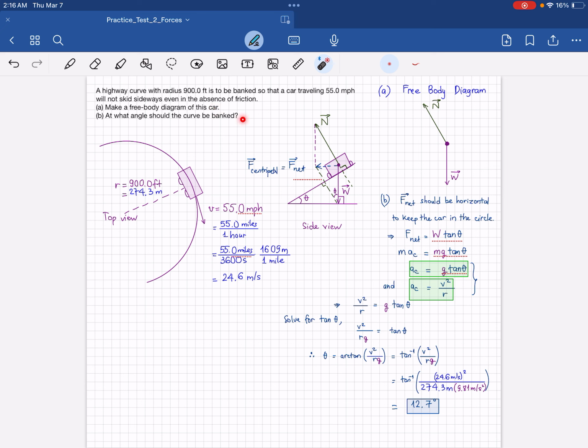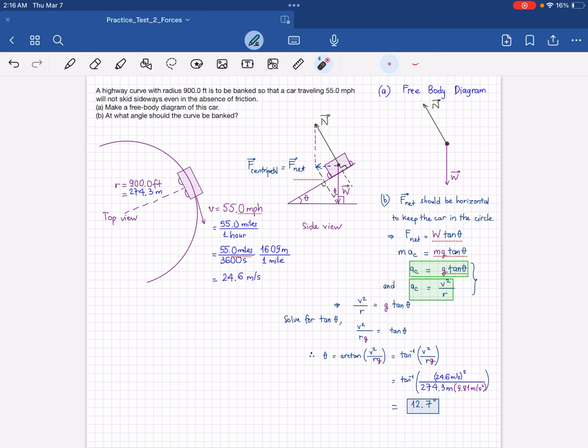So this question has to do with circular motion, right? Because we can see that the trajectory looks like a circle. And it also has to do with forces, because they mention free body diagrams here. So here we want to see how analyzing the forces acting on the car can help us understand the motion better, and even the design of the curve.